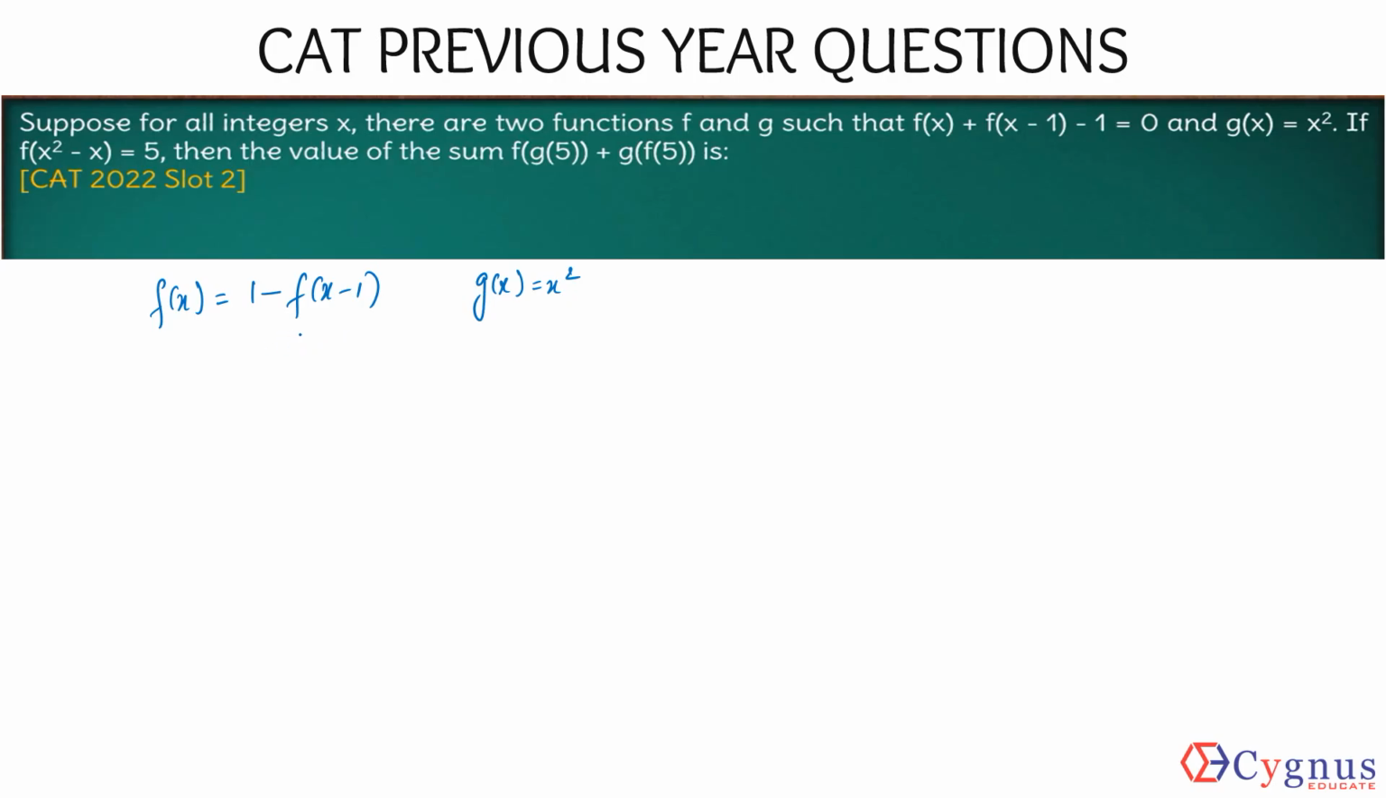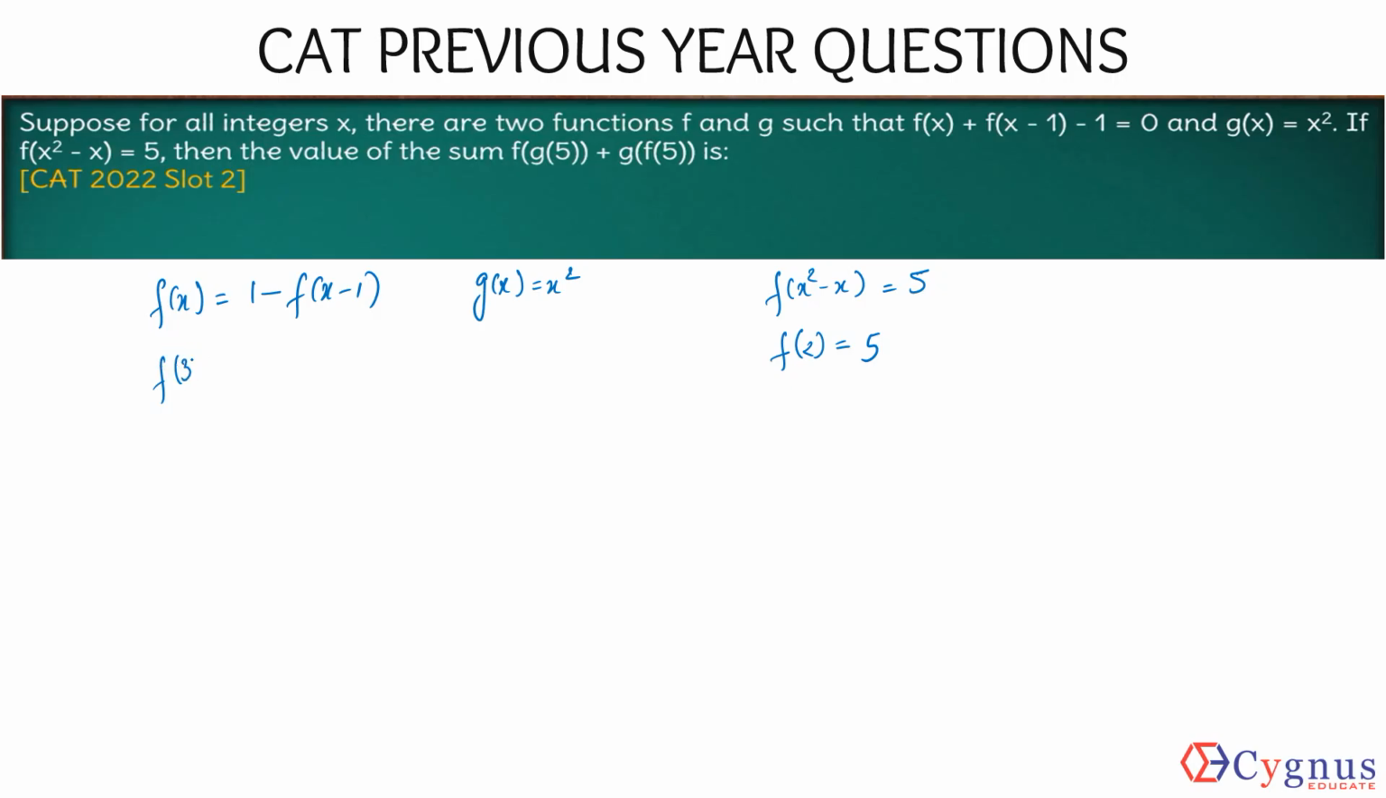And you also know that f of x squared minus x is equal to 5. Let's try to use this one. F of x squared minus x is equal to 5. Yes or no? So when you put x equal to 2, what do we get here? You get f of 2 squared, 4, minus 2 is 2. You get f of 2 is equal to 5. So if you know that f of 2 is equal to 5, you can easily calculate the value of f of 3.